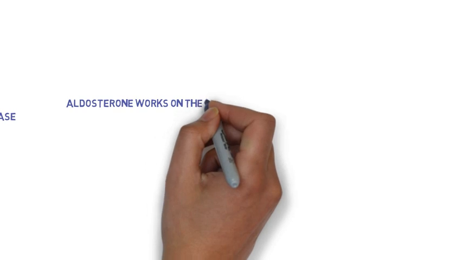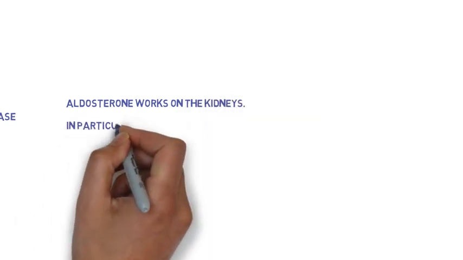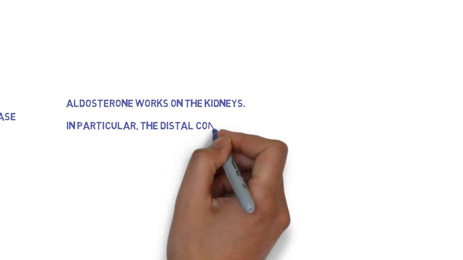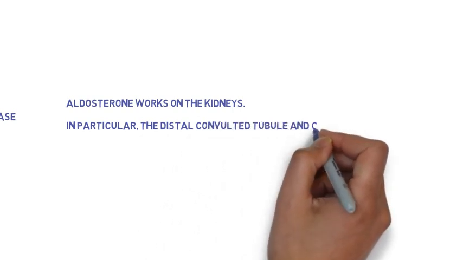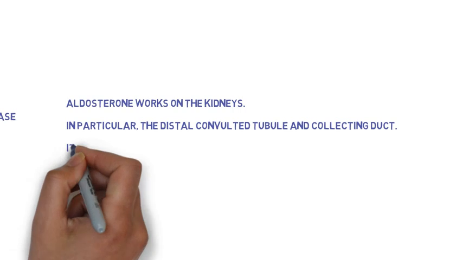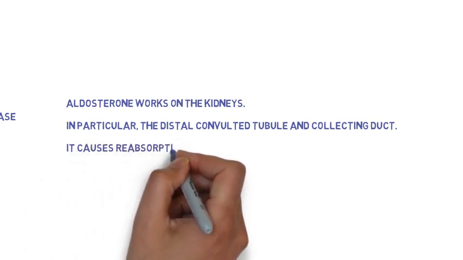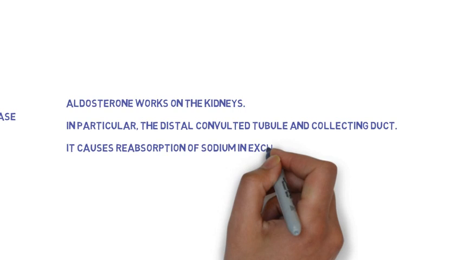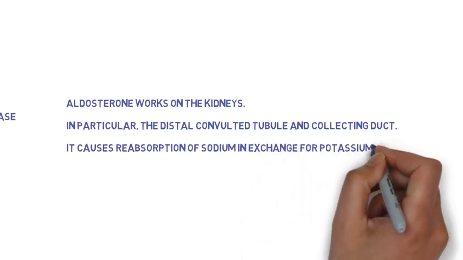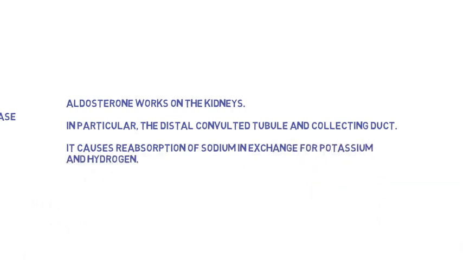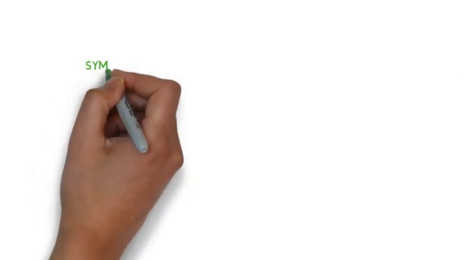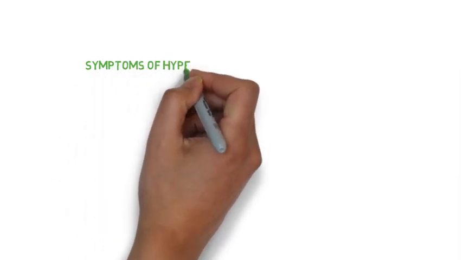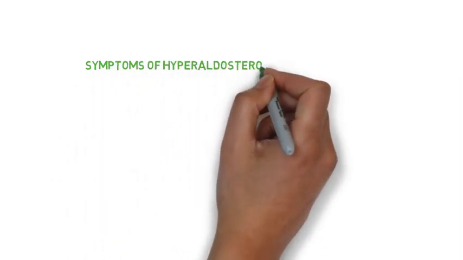And the purpose of aldosterone is it works on the kidneys, mainly the distal convoluted tubule and the collecting duct, and it causes reabsorption of sodium in exchange for potassium and hydrogen ions. So if someone has hyperaldosteronism, it's basically what it says on the tin. Their body's producing too much aldosterone, and of course aldosterone is a mineralocorticoid produced by the zona glomerulosa of the adrenal cortex. And how would we know they had it?